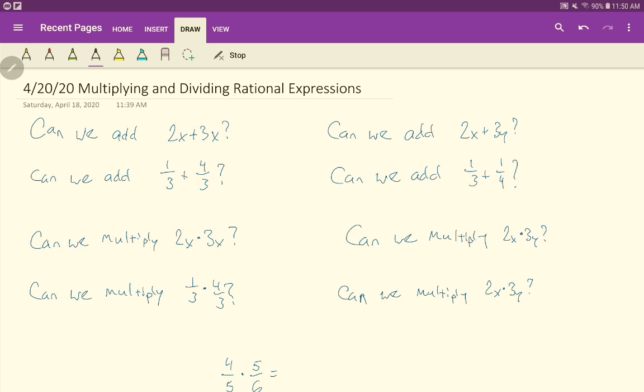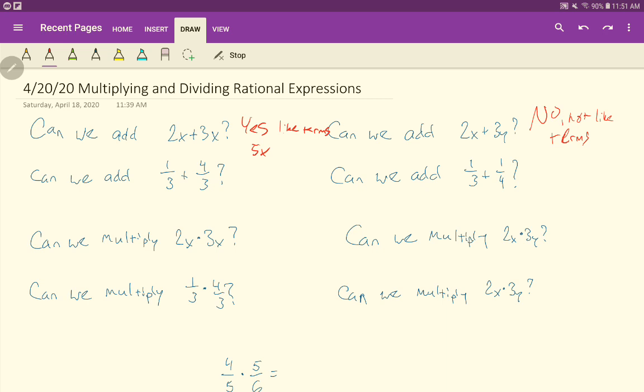Okay, so hopefully you had a chance to think about that. So here are our answers. Can we add 2x plus 3x? The answer is yes, and they are like terms. They both have a single x, so it gives us 5x. Can we add 2x plus 3y? The answer is no, not like terms. This has an x, this has a y, different things. Apples and oranges, we can't really combine them together.